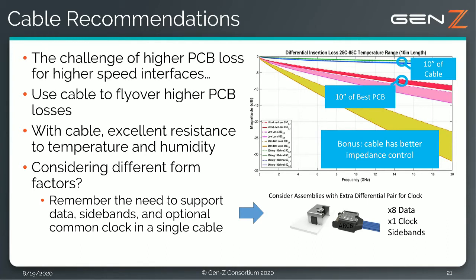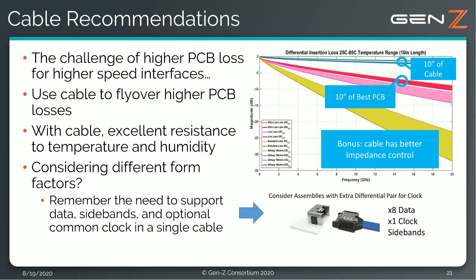I want to highlight the chart on the right, demonstrating the difference between a 10-inch path on a PCB in yellow, pink, and red, or a 10-inch path on cable with the very low signal loss in green and blue. So the value of cable loss is very apparent.